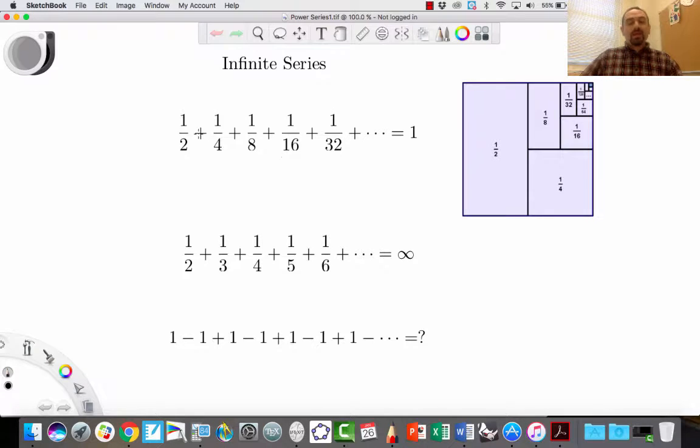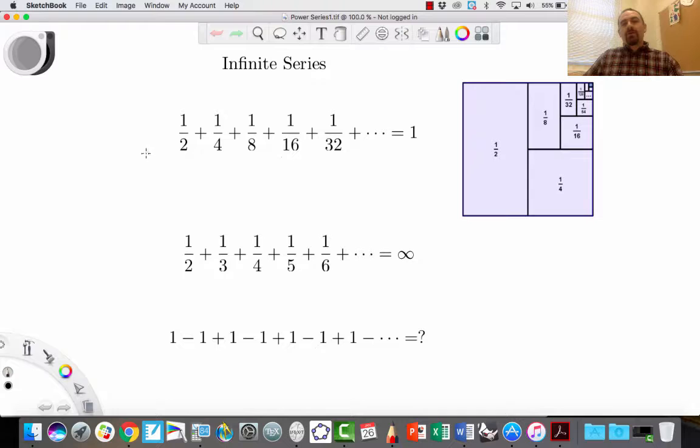Okay, everybody, we're going to get into one of the exciting topics in AP Calculus, and that's infinite series. A series is nothing more than the sum of a sequence. It's easy to get the two terms conflated with one another, but a series is addition, and a sequence is just a list. All right, well, let's take a look here.